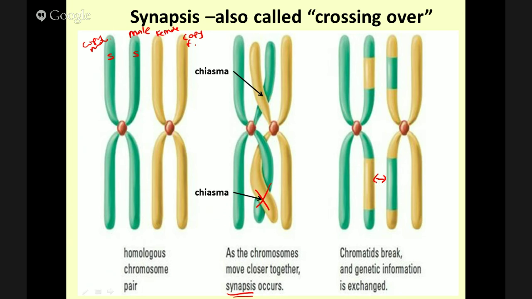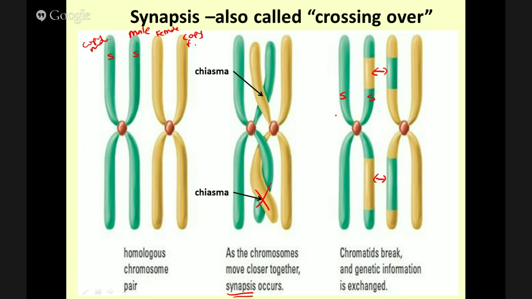So notice that they swapped a bit of genetic data here and a bit of genetic data here. So it doesn't have to just happen once. It can happen many times. When they're lined up next to each other, there can be several points of crossover, several places where they exchange DNA. So now, is this chromosome, is this sister the same as this sister now after crossing over has occurred?